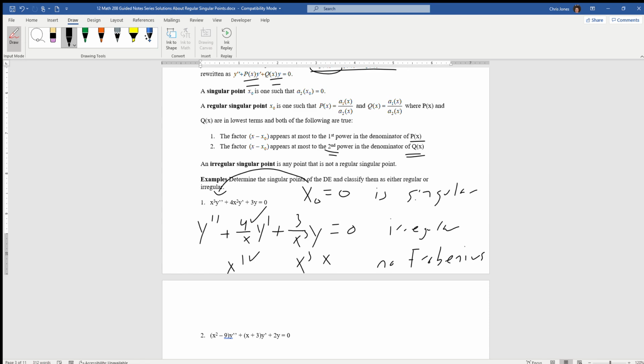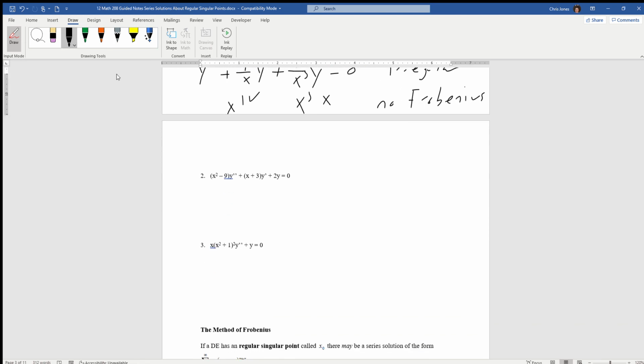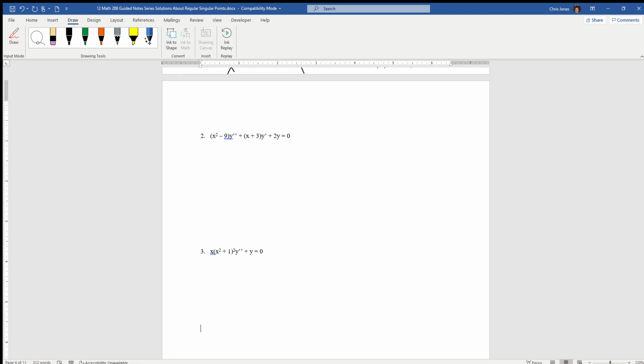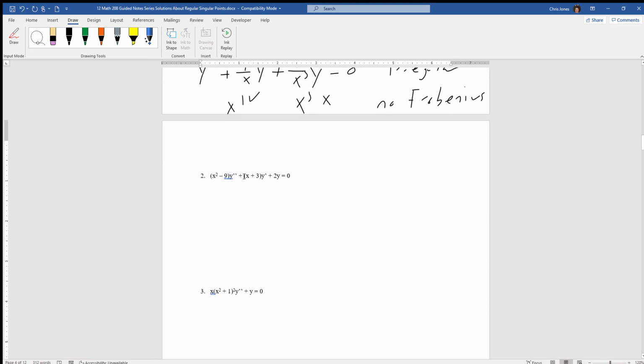All right? A second example. What we're going to do is we're going to say we have x squared minus 9 times y double prime, and then plus x plus 3 y prime plus 2y equals 0. And I think everybody can see that x squared minus 9 equals 0 is going to yield the singular points, or x would be equal to plus or minus 3.